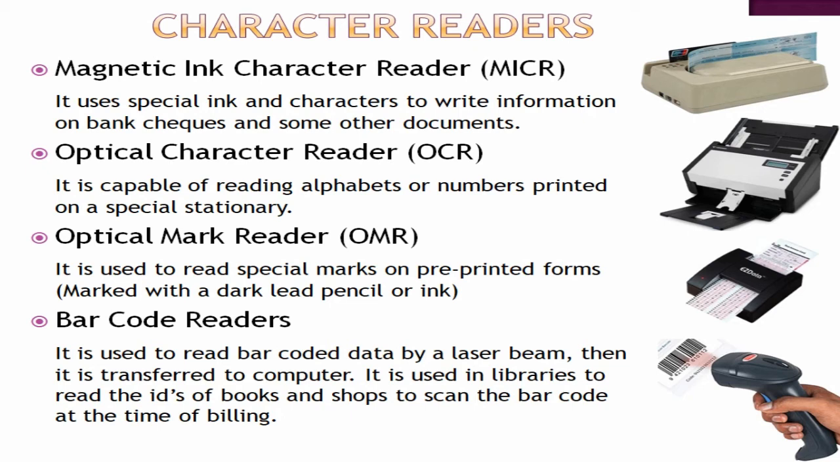Next comes the optical character reader. It is also an input device capable of reading alphabets or numbers printed on special stationery. It is widely used for the conversion of scanned images of handwritten, typewritten or printed text into machine encoded text. It is normally used as a form of data entry for some sort of original paper data source, whether documents, sales receipts, mail or a number of printed records. So it is a common method of digitizing printed text.